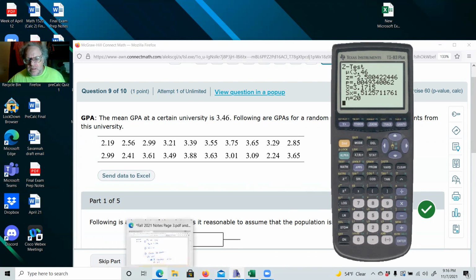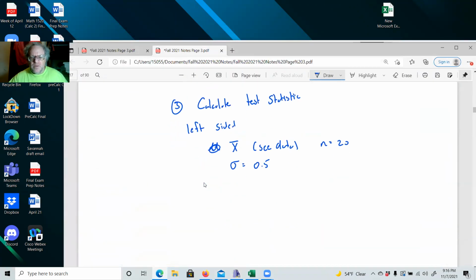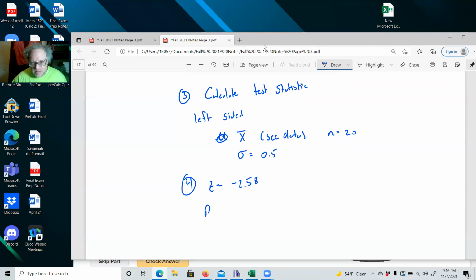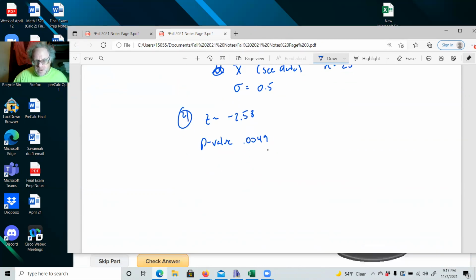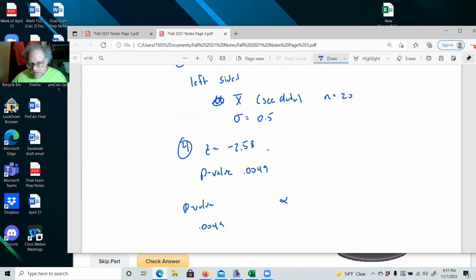So our z value here is equal to negative 2.58, meaning our p-value is 0.0049. X bar was 3.17. Okay. So we have our p-value, 0.0049. We have our alpha value, 0.01.